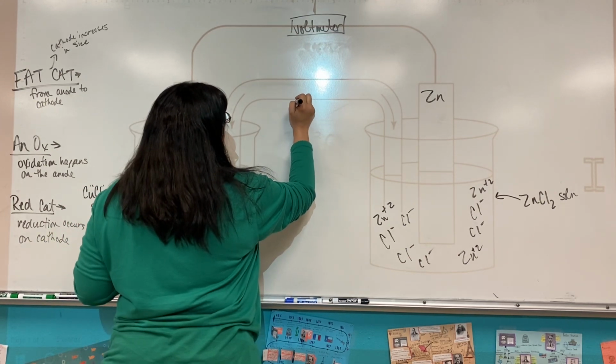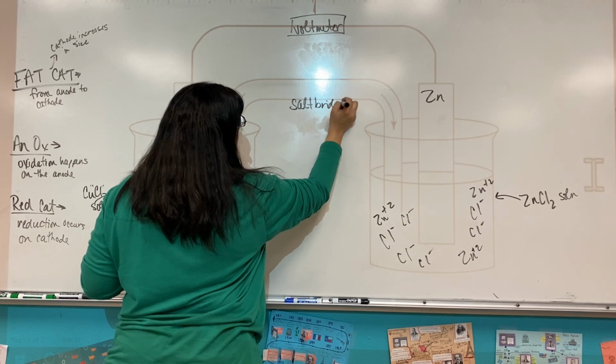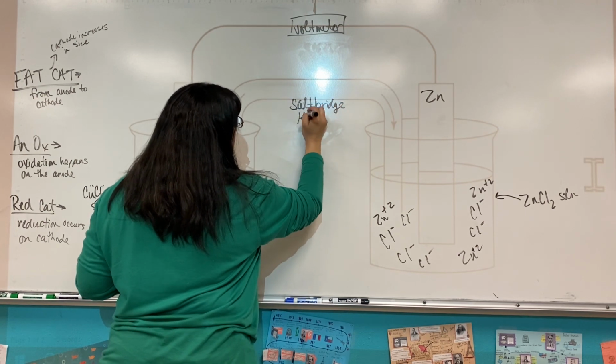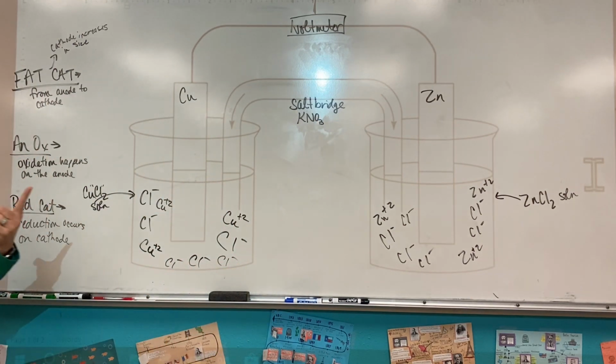This is something called a salt bridge. This is what is helping to connect everything together. Usually we use potassium nitrate because for one, potassium's in group 1, nitrates are always soluble, group 1s are always soluble. This will definitely break apart into the different cation and anion.